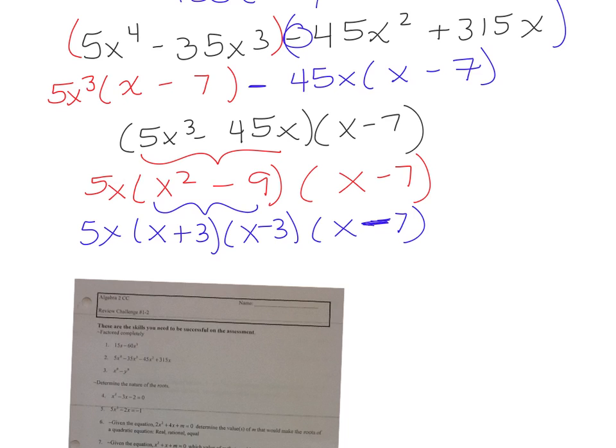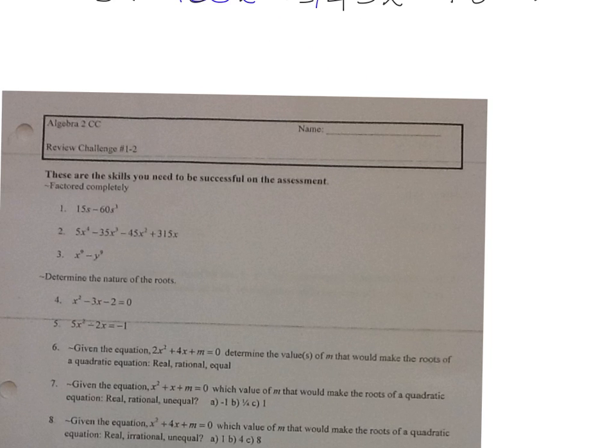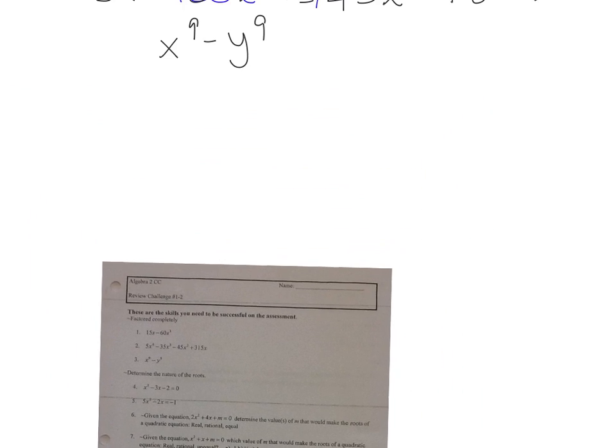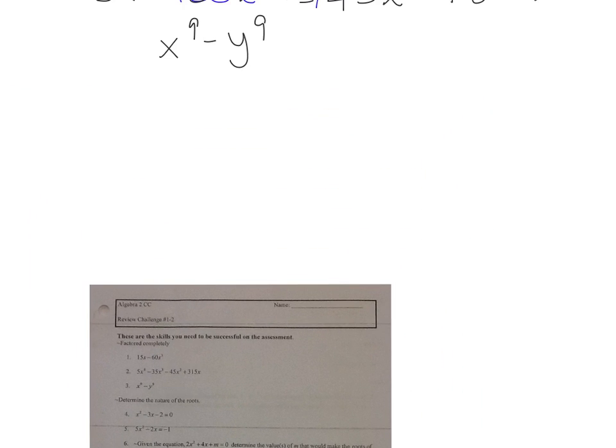Alright, so let's take a look at number 3. Okay, number 3 is x to the ninth minus y to the ninth. So I noticed that I have perfect cubes. X to the ninth and y to the ninth are perfect cubes, and it's the difference of perfect cubes. So I want to think of SOAP. Remember, same, opposite, always positive. So two parentheses, one small, one big. Remember, it's same, opposite, always positive.